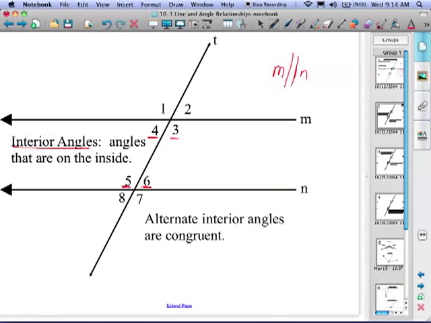In the lower right hand corner, we're told that alternate interior angles are congruent. Alternate interior angles are congruent. So we are going to be looking at angles 3, 4, 5, and 6 because they are the interior angles, 3, 4, 5, and 6. Now we focus on the alternate. And alternate brings in transversal T.